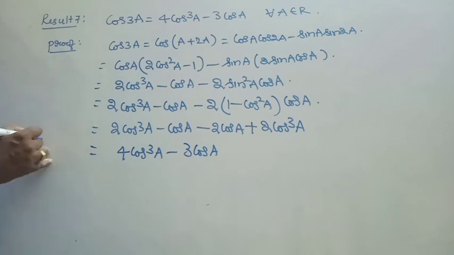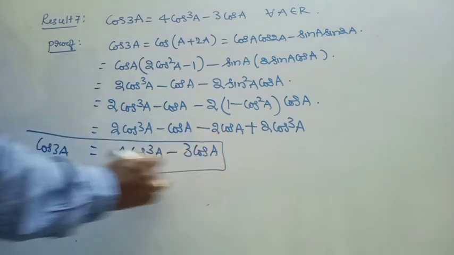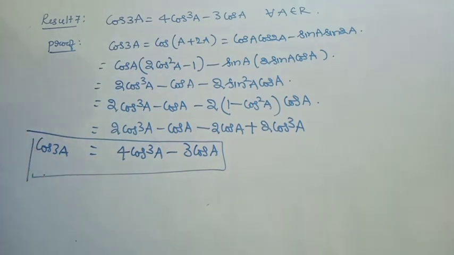See how beautifully we have got cos 3a is equal to 4 cos cube a minus 3 cos a. See, this is result number 7, and beautifully we have got this result.